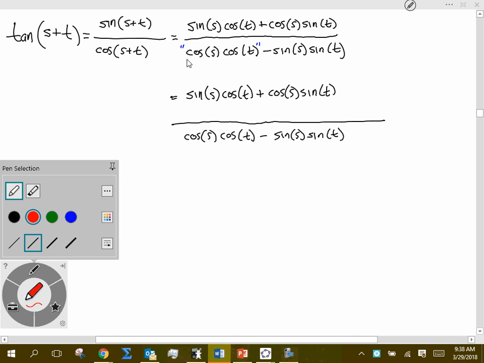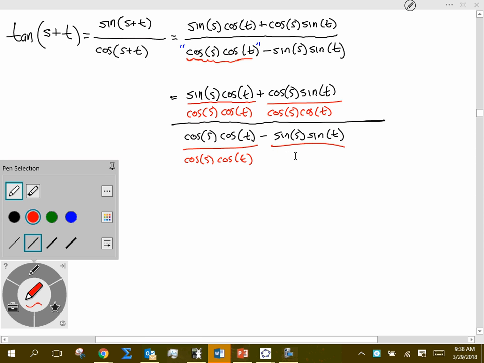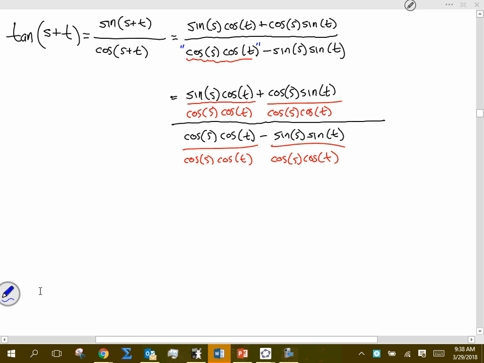And now I'm going to take this thing here, and I'm going to divide everything by it. So it should look like cosine S cosine T, cosine S cosine T. And obviously, it gets pretty ugly. But if you sit back and think about it, some really nice things happen here.